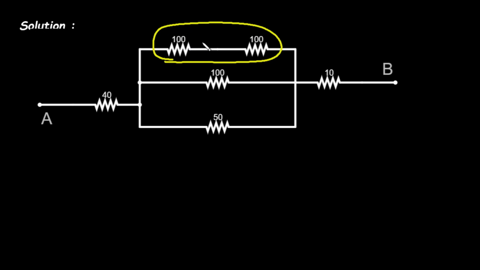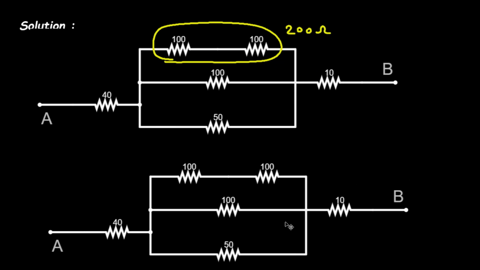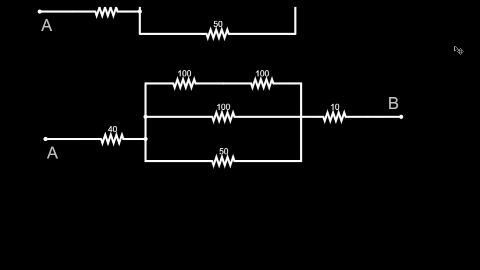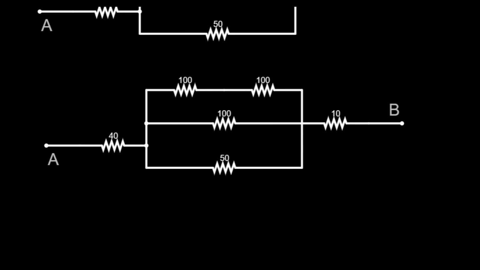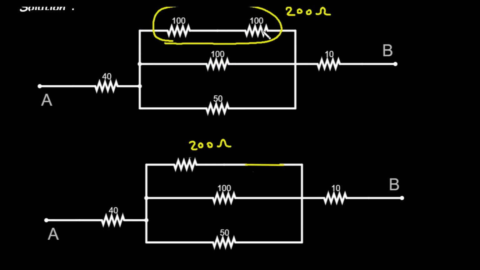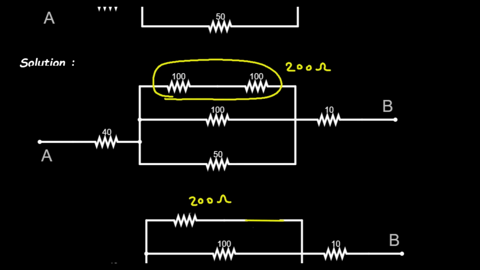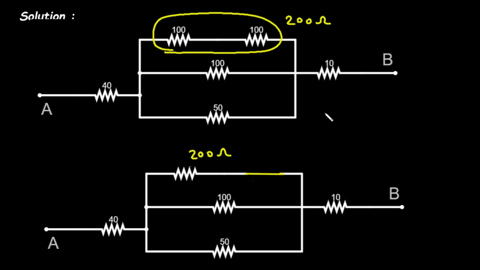Now here this 100 plus 100, this will be 200 ohm. Now again we can redraw this circuit like this, and we can replace these two resistors by a single resistance. So let's replace. Now here it will be 200 ohm. We are replacing these two resistors of 100 ohm with a single resistance of 200 ohm.